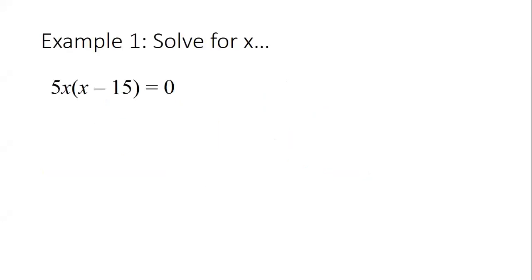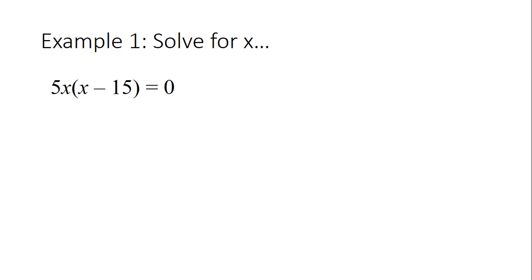So our first problem that you're going to write down, example one, we have 5x times x minus 15 equals 0. Okay, so we have 5x times x minus 15 equals 0. There are technically 5 steps, but I start with steps. I call the first step 0.